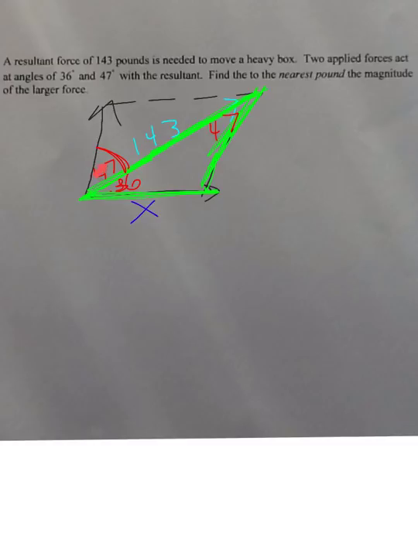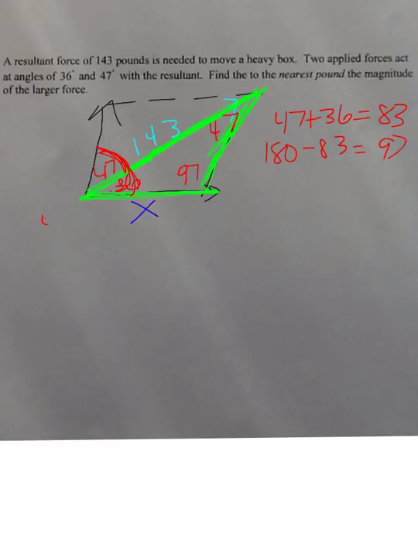So I have 47 and 36. 47 plus 36 is equal to 83. This angle here is 83. So that's 180 minus 83, and that's 97. So this angle here is 97 degrees.